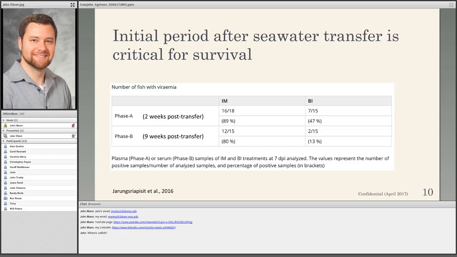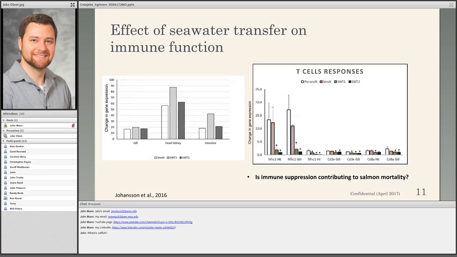They basically did a disease challenge with salmonid alphavirus, and that's known to cause pancreatic disease in salmon. And so what they looked at was if they challenged the salmon 2 weeks after the seawater transfer versus 9 weeks after the seawater transfer, salmon at 2 weeks after the transfer carried a higher viral load than those 9 weeks after the transfer. And so on the top headings, IM and BI, IM is an intramuscular challenge and BI is a bath immersion challenge. So they did it two different ways, saw the same thing, and this would indicate that salmon post-transfer, or maybe even during the smoltification phase, have a higher susceptibility to opportunistic infection.